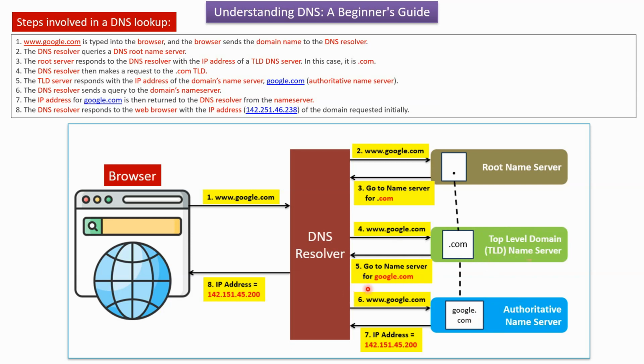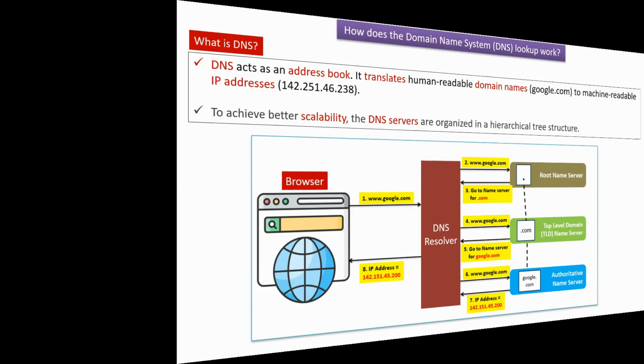Using that, DNS resolver sends the domain name to authoritative name server, which is related to google.com. So this server will return the IP address of google.com to DNS resolver. Then the DNS resolver sends the IP address to your browser. Using this IP address, your browser will send the request to the web server which is hosting google.com and loads its page.